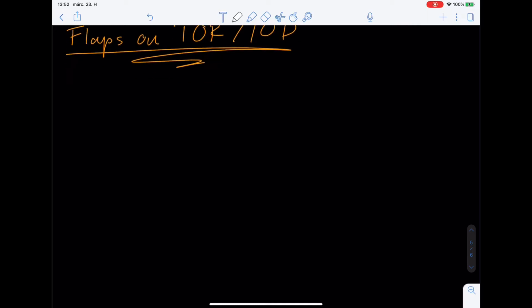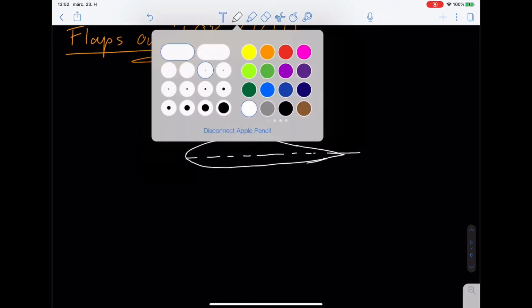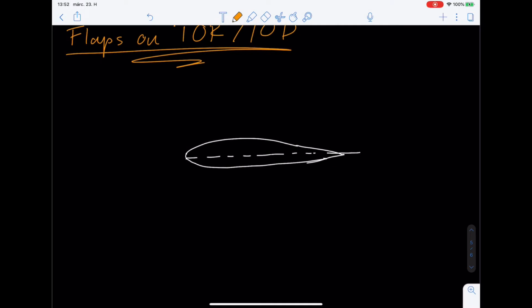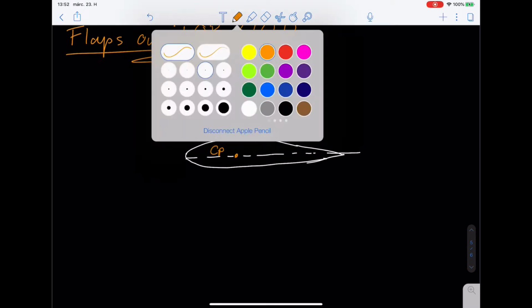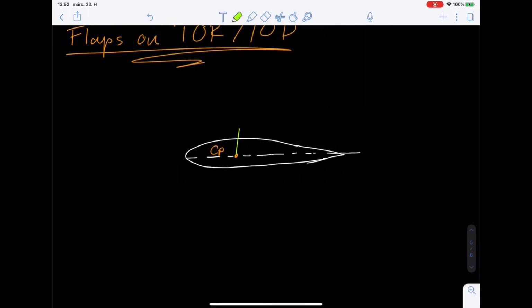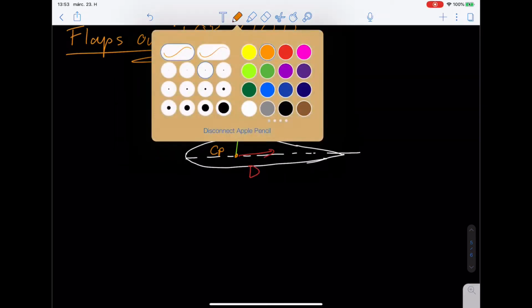So I have an airfoil. I have an airfoil right here, and in this case with 0-degree flap deflection. So I have a center of pressure, and I have, of course, some lift generated and some drag generated.